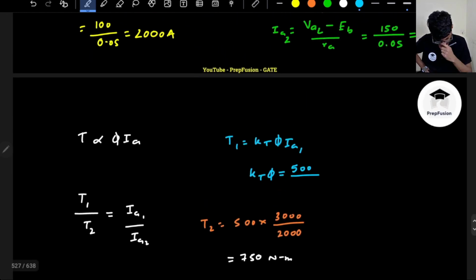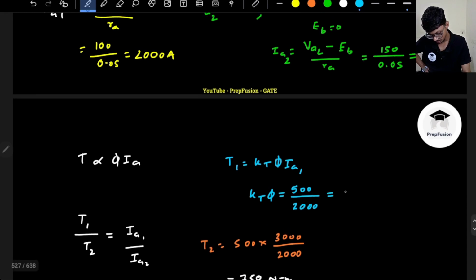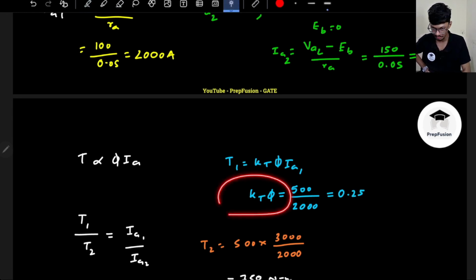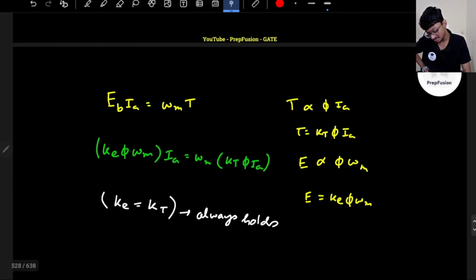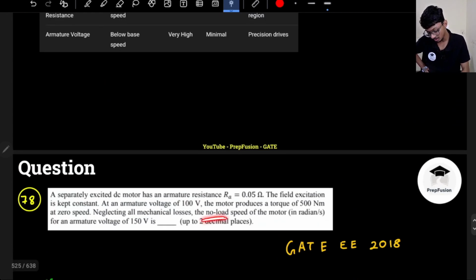Newton meter divided by this current, that is 2000, correct? So this was 0.25, whatever is the unit here. I'm not writing the unit over here. So this we will use in the second case. Now in the second case, they're telling us it is operating at no load, and to ignore the mechanical losses.